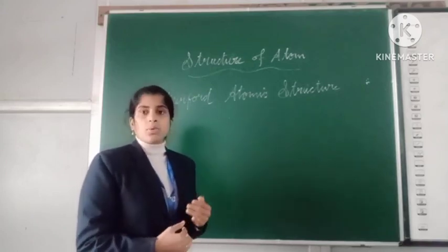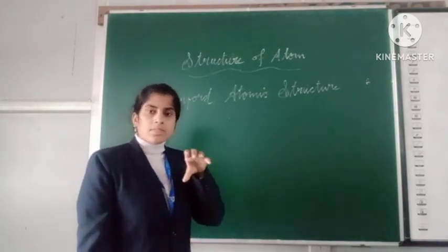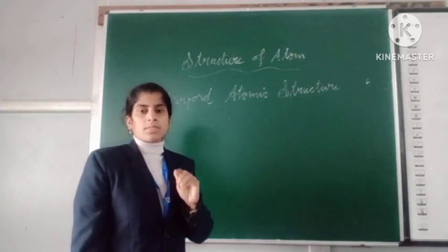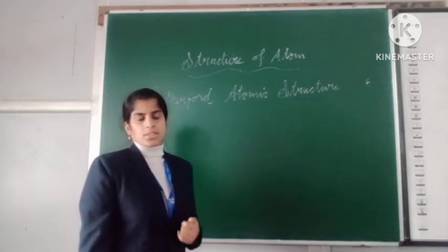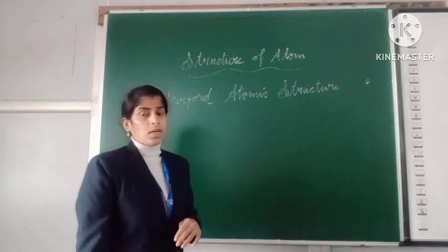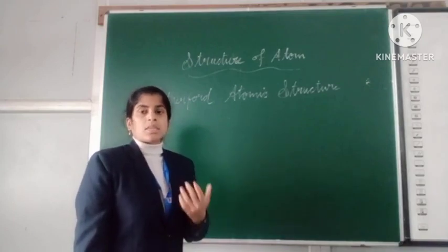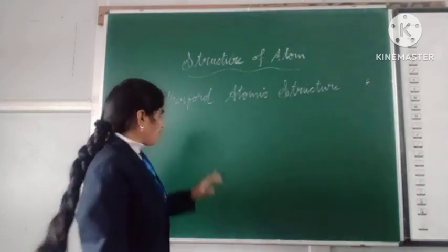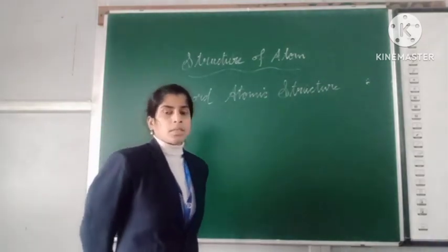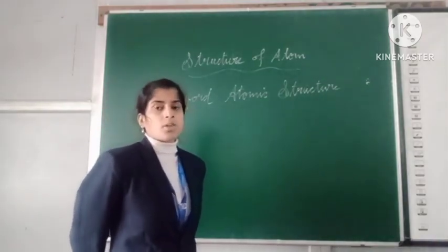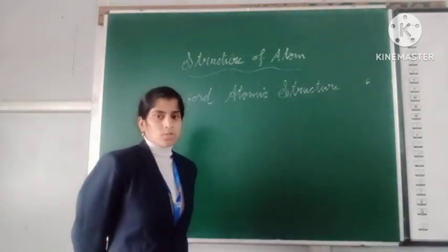Rutherford established that the mass of an atom is concentrated in the center, which means in the nucleus. And the light charged particle, that is the electron, revolves around the nucleus. He established it like this. Rutherford's atomic theory is the arrangement of subatomic particles in the atomic structure.